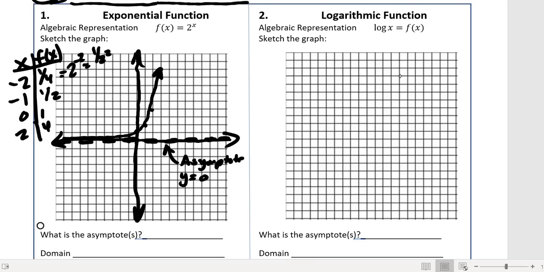Next, it asks me, what is the asymptote? Well, we already did that one. Y is equal to 0. And we're asked the domain. Well, the domain is as far left to as far right. We know as far left would be -infinity, and as far right would be +infinity.